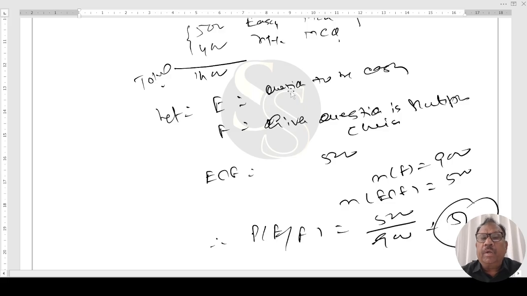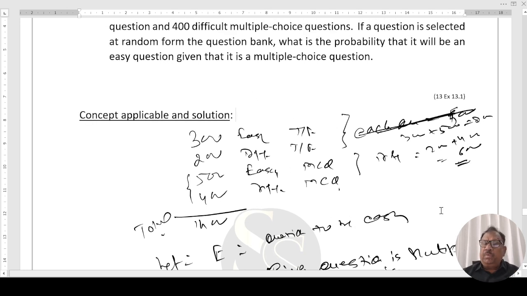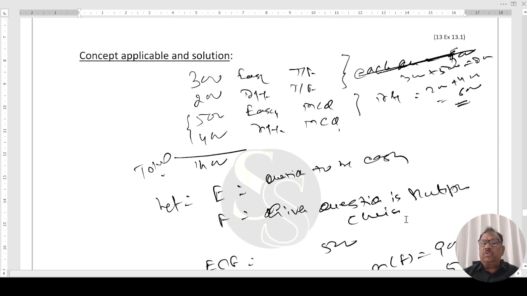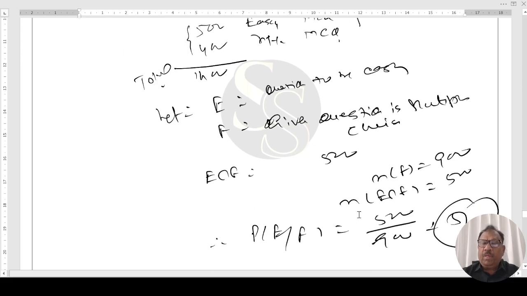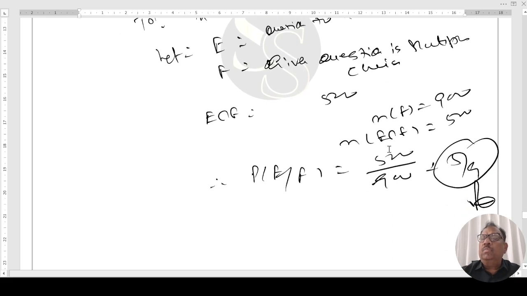This is the answer. Again repeating: we wrote the question and defined the events. E event is the question is easy. F is the given question is a multiple choice question. So we have to find E by F. First find the multiple choice questions: 500 plus 400, that is 900. Then we find the intersection of E and F, easy and it should be MCQ. Easy and MCQ is 500, which is common to both. So 500 over 900, that is the answer. Right? Now the next question.